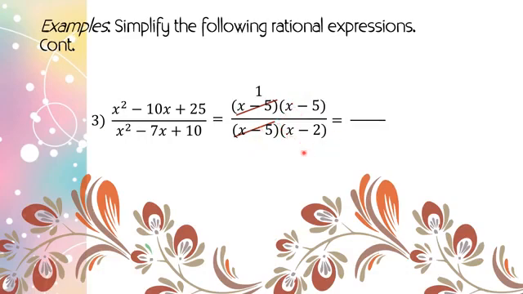So if that is the case, let's multiply what is remaining in the numerator. Okay, so the remaining in the numerator, you have 1 and x minus 5. So 1 times x minus 5 is x minus 5. And all over the remaining in the denominator, that is x minus 2. Okay, so this is now your final answer.